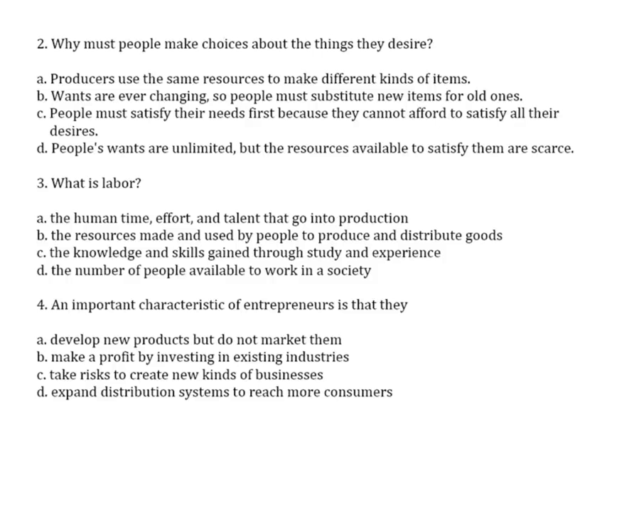Next. Why must people make choices about the things they desire? Producers use the same resources to make different kinds of items. Wants are ever-changing, so people must substitute new items for old ones. People must satisfy their needs first because they cannot afford to satisfy all their desires. People's wants are unlimited, but the resources available to satisfy them are scarce. Go ahead, pause, get rid of 2, choose your right answer, and come back.